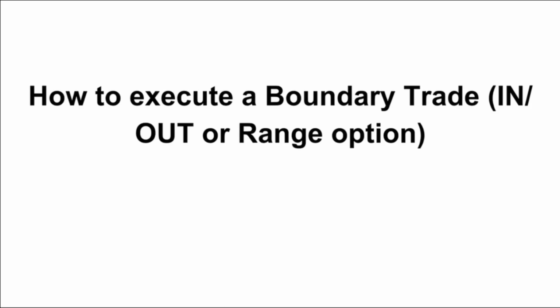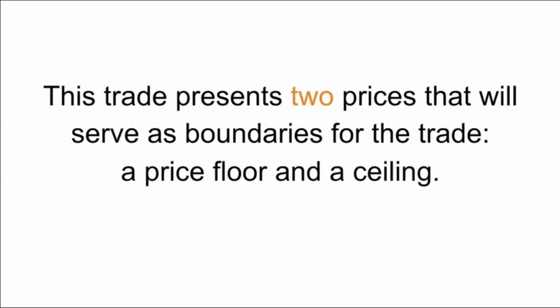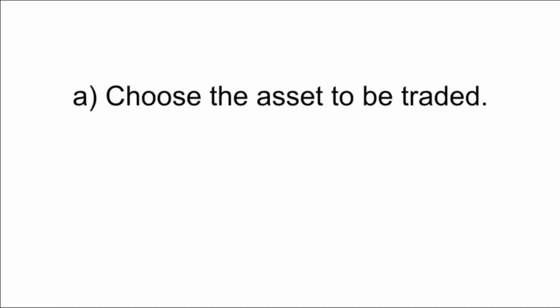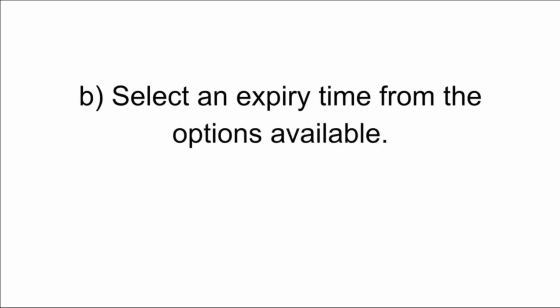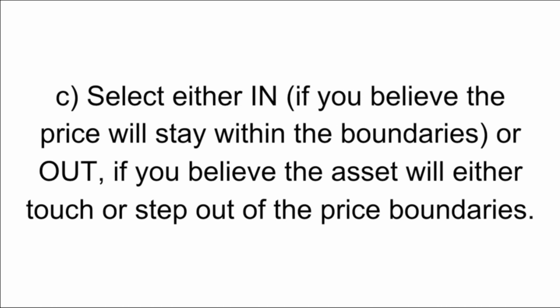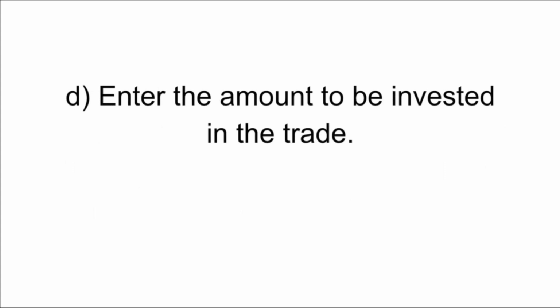How to execute a boundary trade, in, out, or range option. This trade presents two prices that will serve as boundaries for the trade, a price floor and a ceiling. To trade this option, A. Choose the asset to be traded, B. Select an expiry time from the options available, C. Select either in if you believe the price will stay within the boundaries, or out if you believe the asset will either touch or step out of the price boundaries. D. Enter the amount to be invested in the trade. E. Click on the apply.